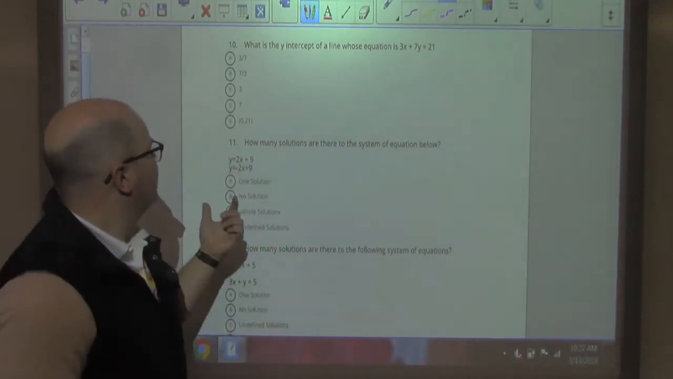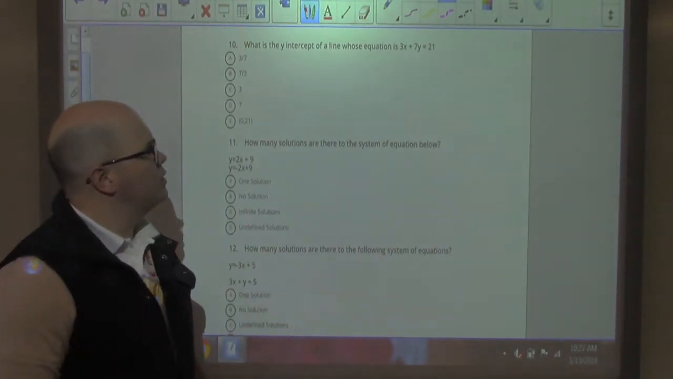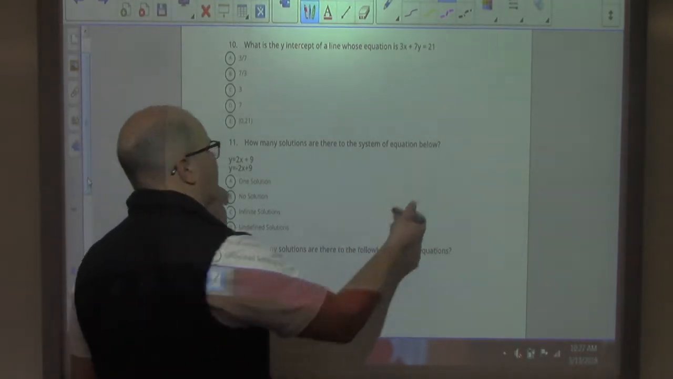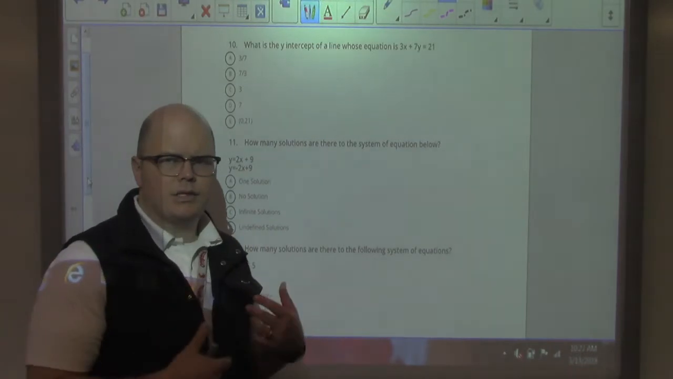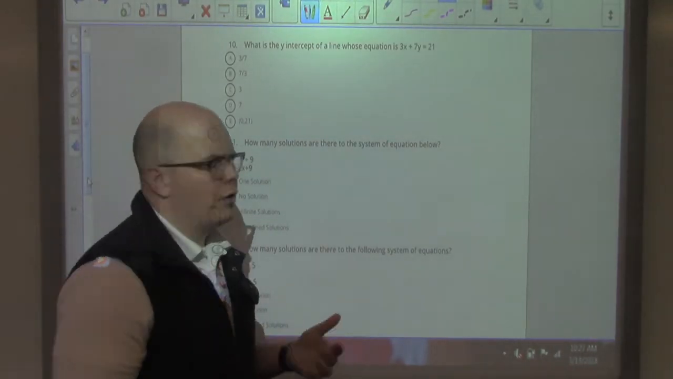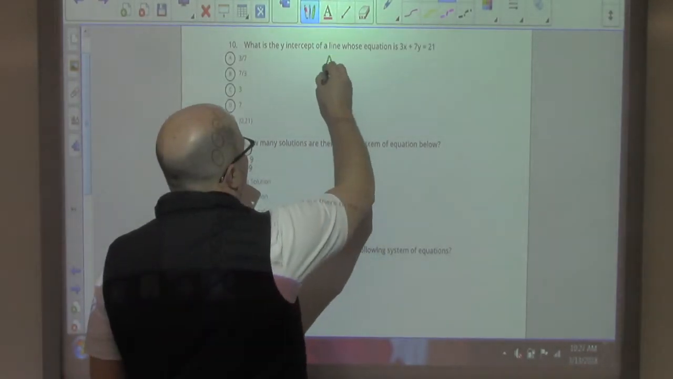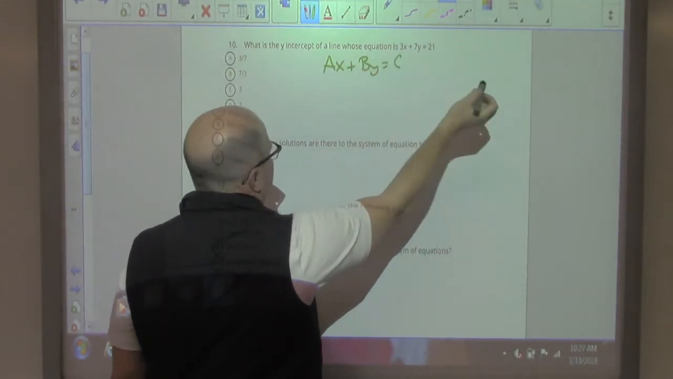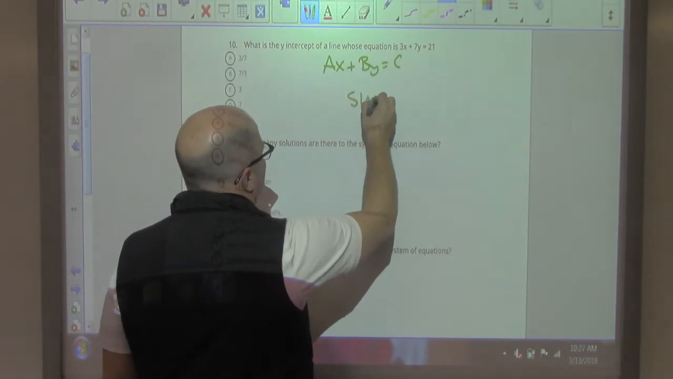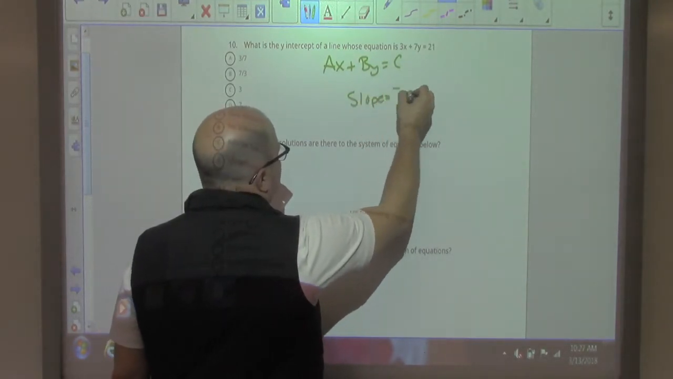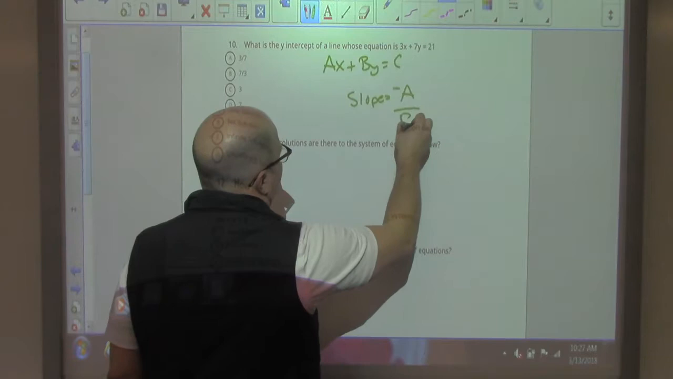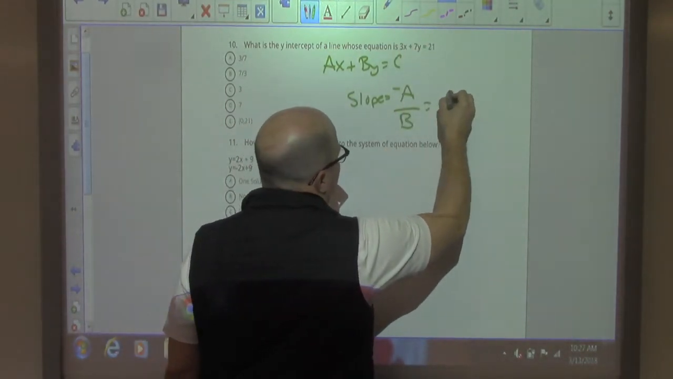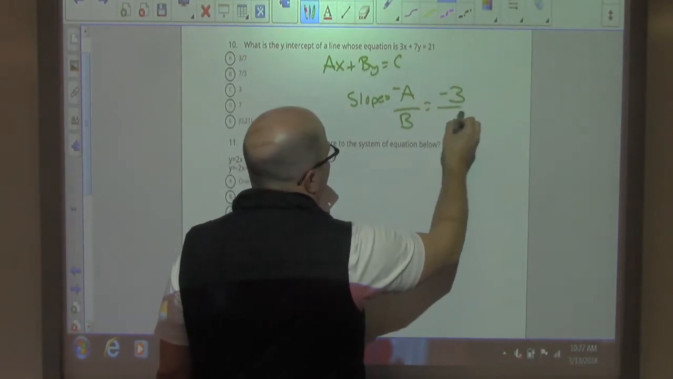Okay, so we're back. It says, what is the y-intercept of a line whose equation is 3x plus 7y equals 21? Well, I've already solved out my equation. Last time I did it by solving for y. This time, why don't I use my trick? I know that my standard form of the equation is ax plus by equals c. So my slope is always the opposite of a over b. So in this case, it would be the opposite of 3, which is negative 3, over b, which is 7.